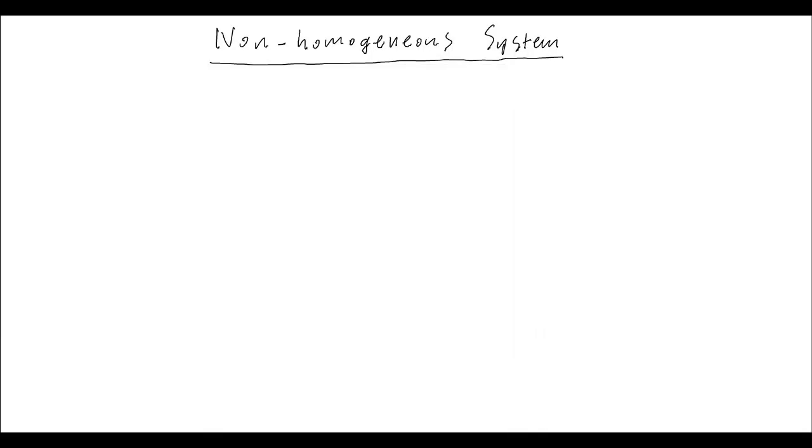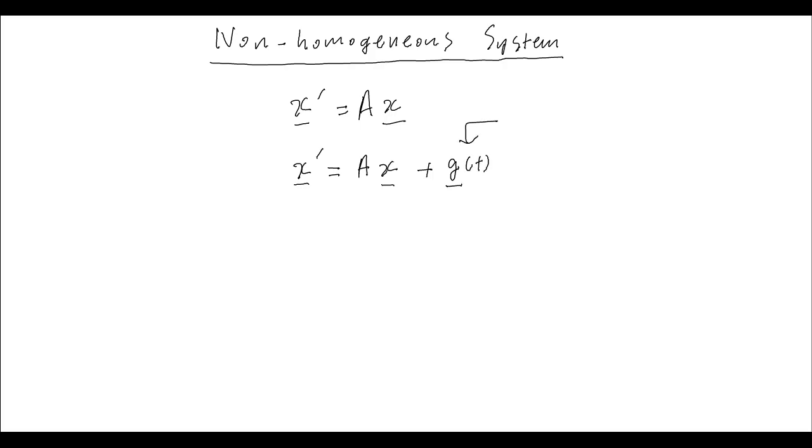So far, we have been working on homogeneous systems, which are in the form of x prime is equal to Ax, right? But when external forcings are applied, this will change into this form: x prime is equal to Ax plus g of t. And here this term implies forcing, for example. Okay, and this can be written as x prime minus Ax is equal to g of t, right?